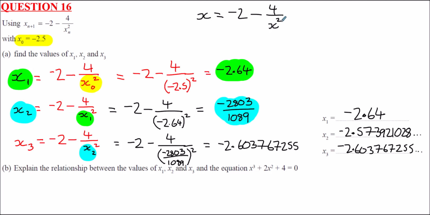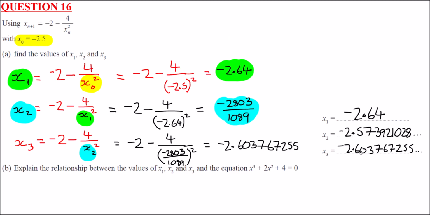If I multiplied through by x squared on both sides, I'd then get that x cubed equals minus 2x squared minus 4. That would then rearrange to this here. So it's saying, what's the relationship between these values we've got and this equation? You need to just know with iterative formula, these answers, these values of x will converge.